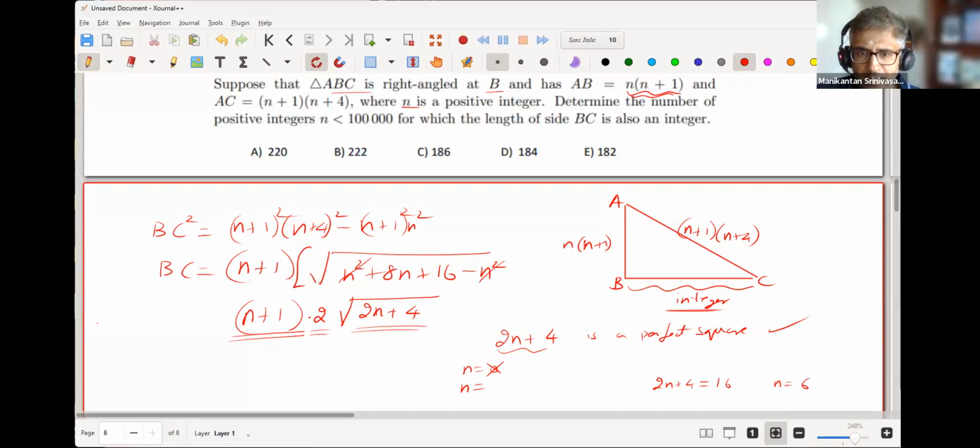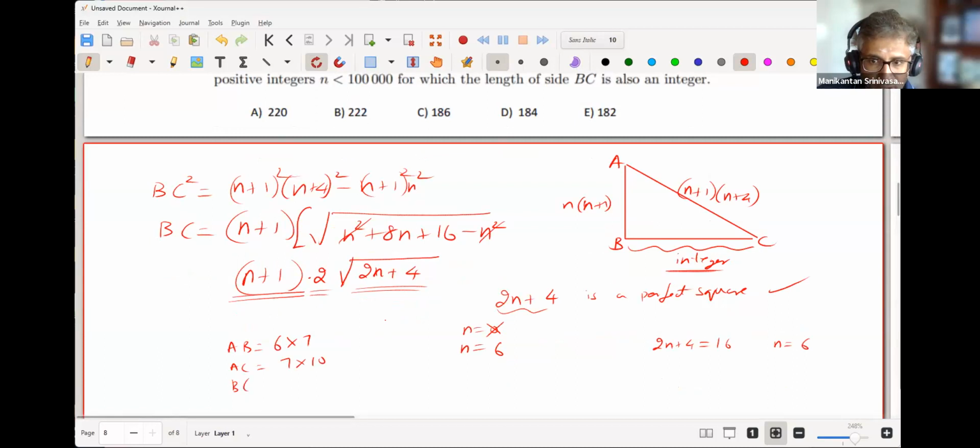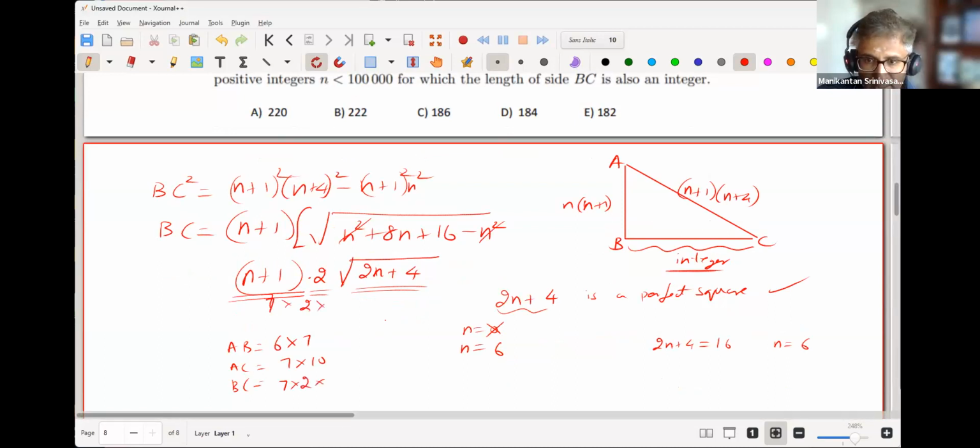So the sides would be: AB is 6 into 7, AC is 7 into 10, because n+1 is 7 and n+4 is 10. And BC is (n+1) times 2 times the square root of 2n+4. 2n+4 is 16, so the root is 4, giving 7 into 8. Is this a triplet? 6 into 7, 7 into 10, 7 into 8 is a triplet, because 7 is common. So we are only talking about 6, 10, and 8, that's a 3, 4, 5 family. A simple sense check for the initial number always helps.